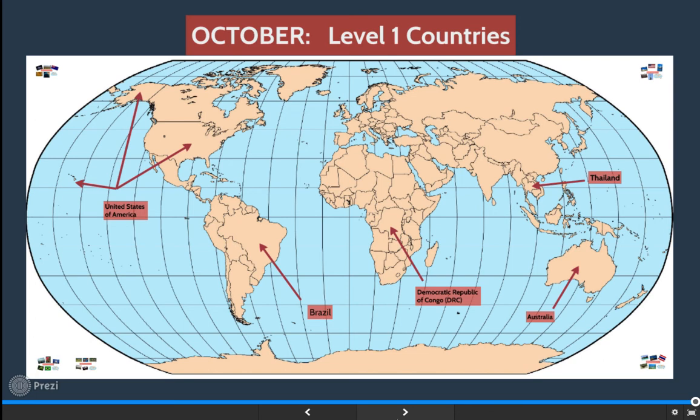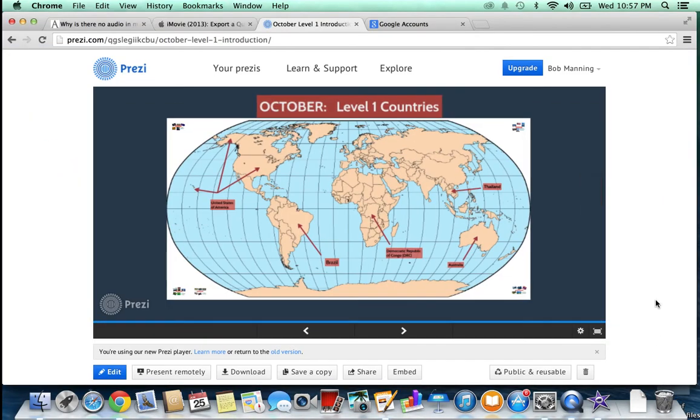Typically, this would take about 20 to 30 minutes at the beginning of the month. That's including the coloring for the kids on both the map to stay at school and at home.